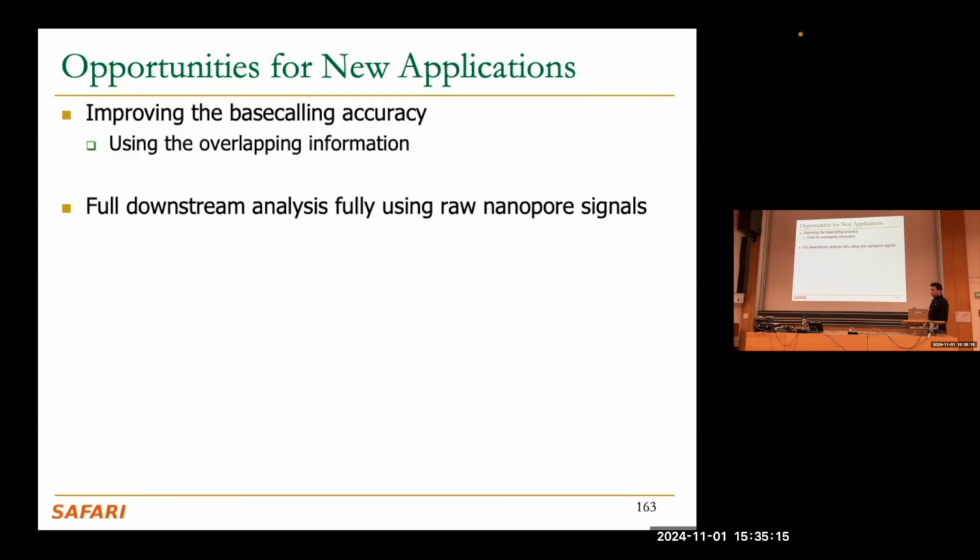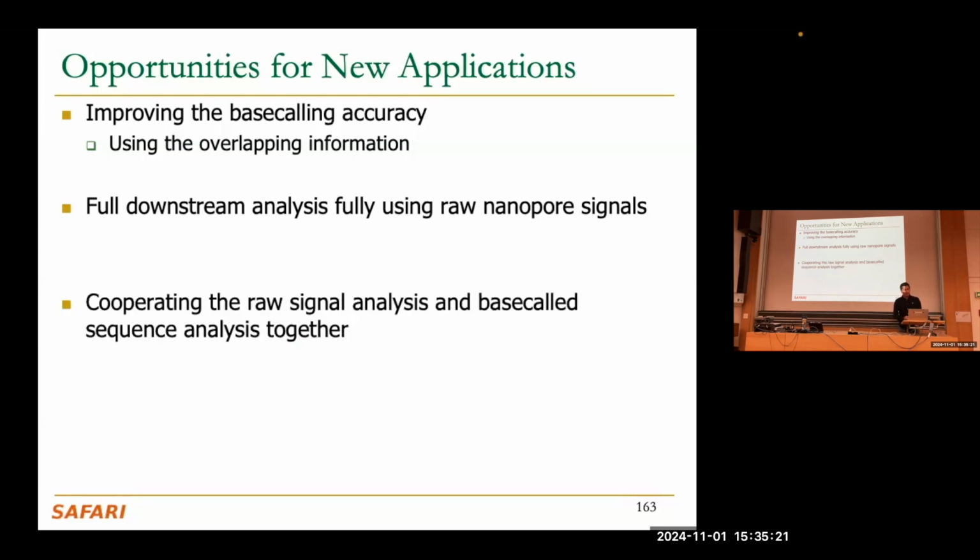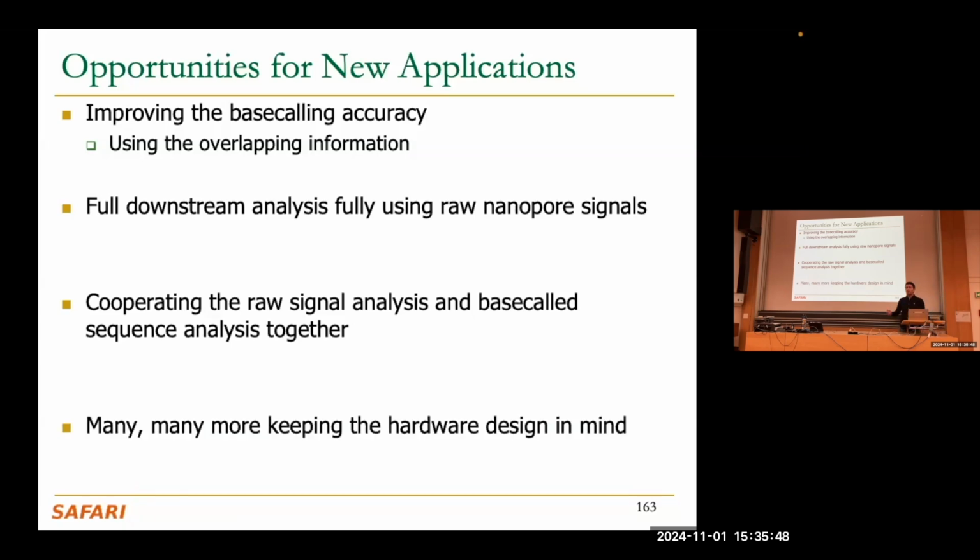As I said earlier, we want to perform the full downstream analysis using raw signals without base calling. The other question is, can we cooperate the raw signal analysis with the base calling sequencing analysis? This goes back to the GenPIP idea or the other filtering ideas. You don't blindly base call. Maybe you do some cheaper operation, maybe using the raw signal analysis, to decide whether you want to base call or not, and then you do your base calling. And of course, there are many other directions, keeping the hardware design and the underlying sequencing technology in mind.